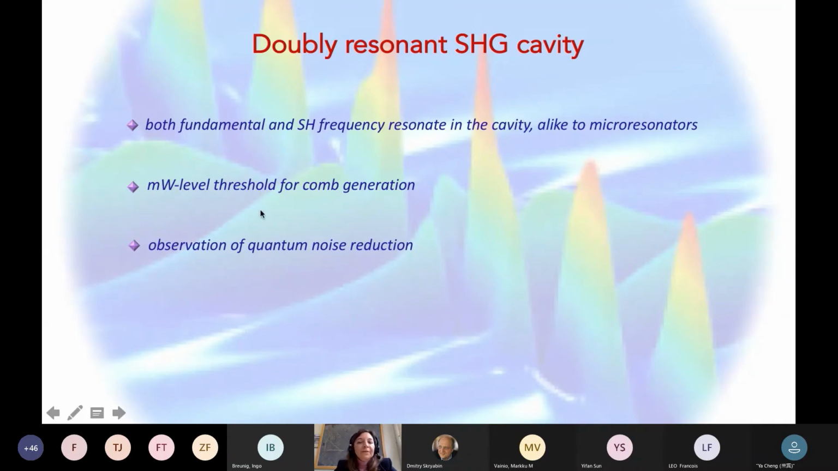So this system is very interesting because it shows a milliwatt level threshold for comb generation, much lower than the several tens of milliwatts of the previous systems. So it gives us the possibility to reduce the pump power, and also the system has a very rich dynamics, and in a particular emission regime, we were able to make our first observation of quantum noise reduction.